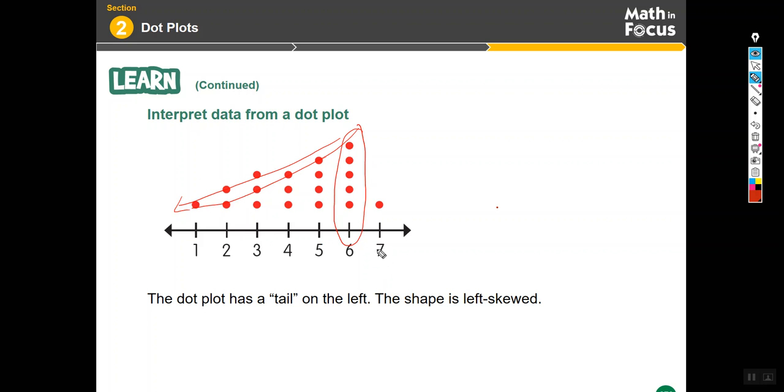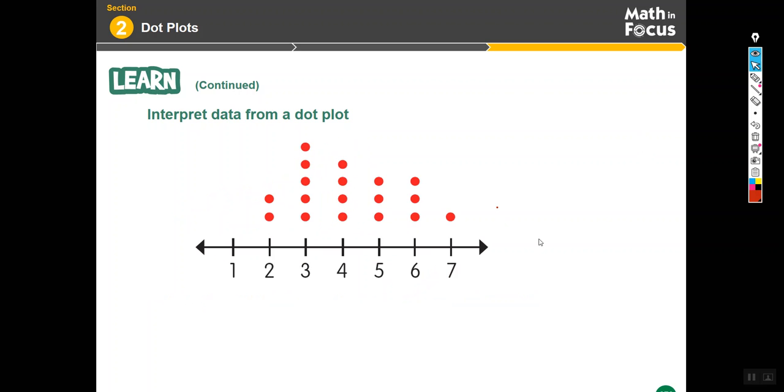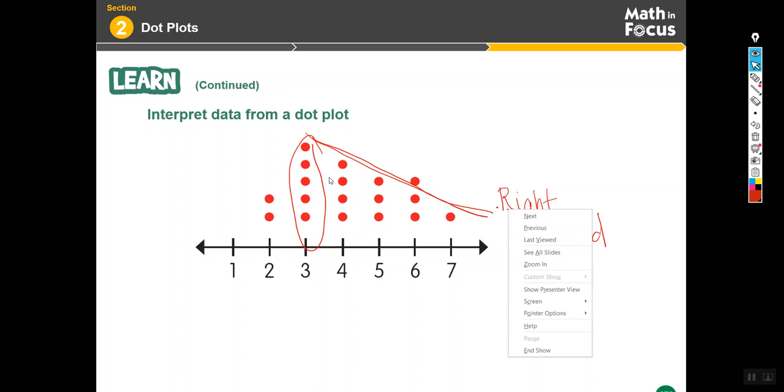Let's go to the next slide. Okay, there we go. Our next one here is completely the opposite, right? Our data is going this way, trailing off to the right. So in this case, this data would be right skewed, okay? Because here's the majority of my data here, and then it trails off to the right, right? So the data is skewed to the right, which means that most of it is to the right of the largest set, the biggest number. So let's go to the next slide.